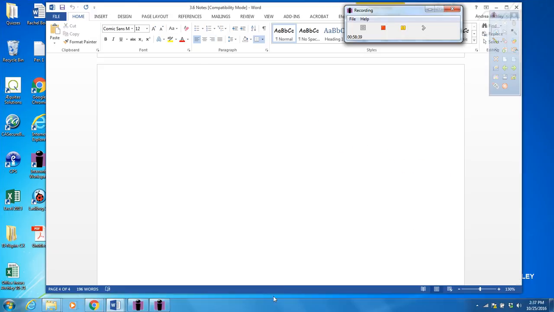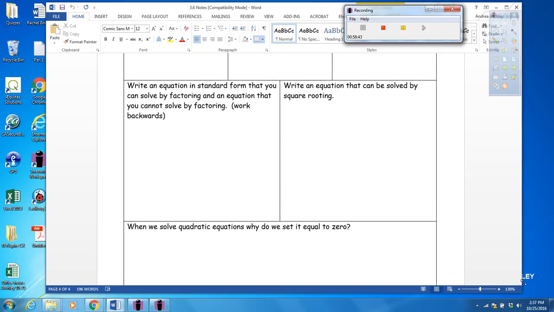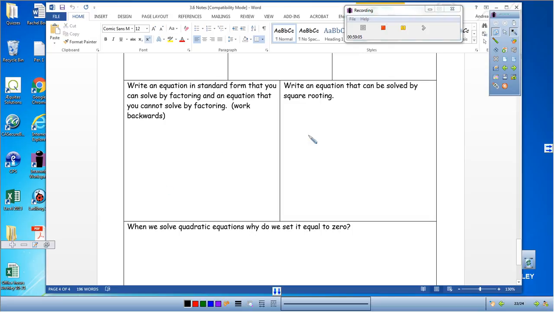Okay. So I now need you guys to do the following 3 questions. Write an equation in standard form that you can solve by factoring. So I want you to tell the difference between a problem you have to factor versus a problem you have to square root. So here you're going to write a problem that you can factor to solve it. And here you're going to write a problem where you're going to have to square root to solve it. I would prefer it original. I want you to work backwards. You can use mine as ideas, but don't just copy one of mine.